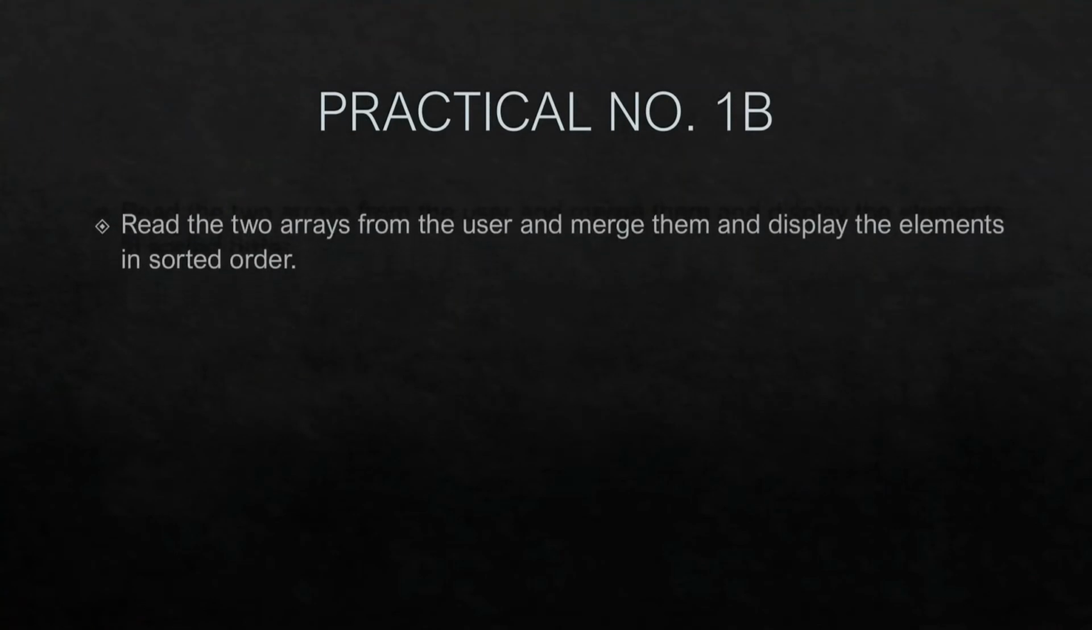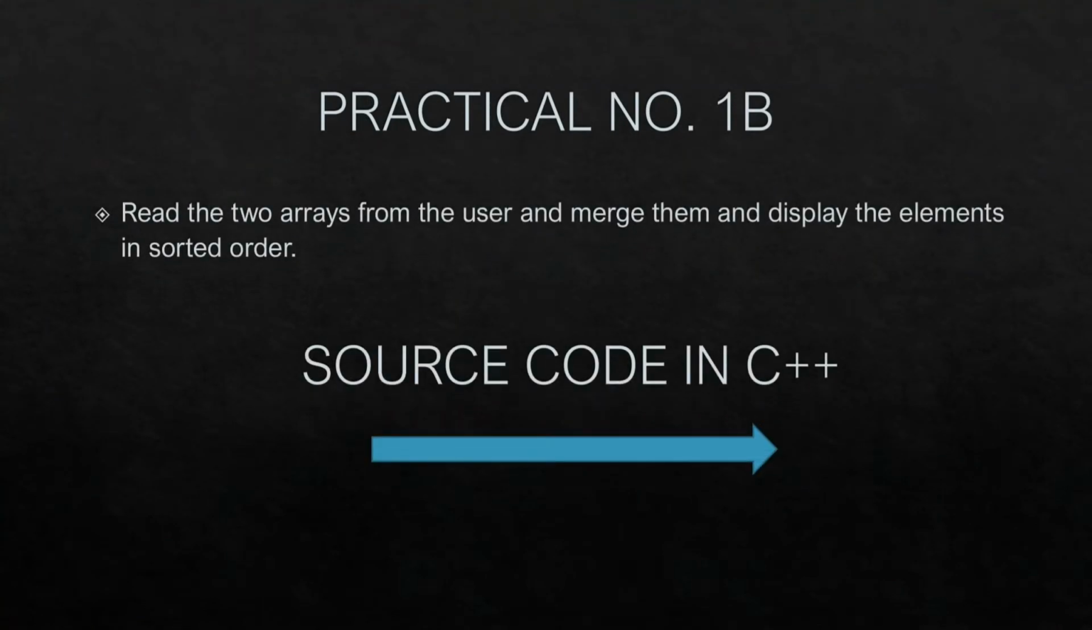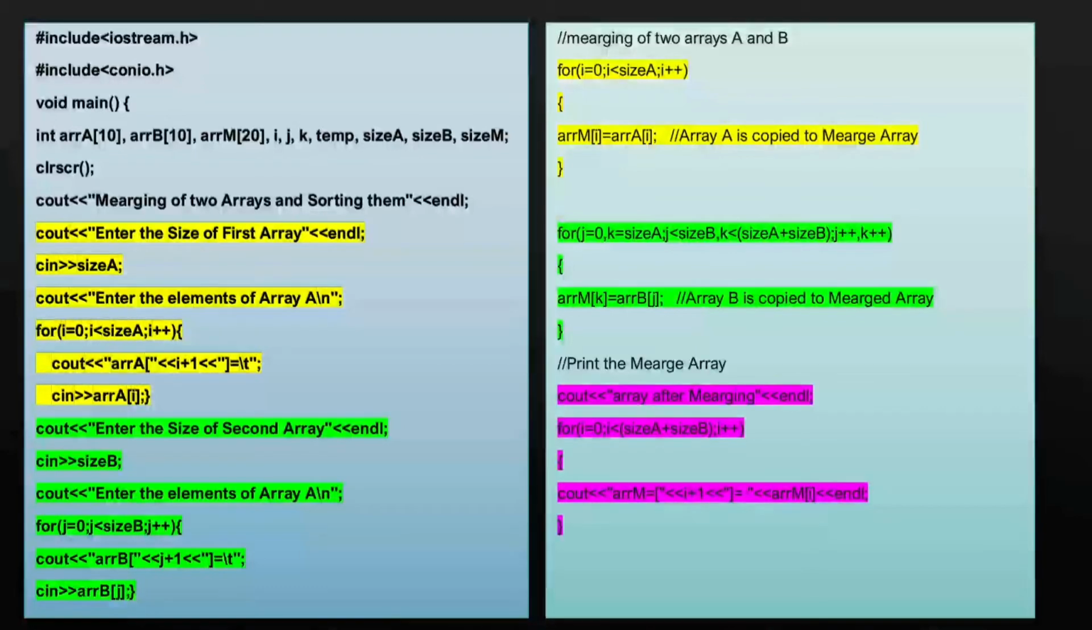Today's practical is to read two arrays from the end user, merge them, and display the elements of this array in some sorted order. So here is the source code. The program starts with adding header files, then the variables required: 3 different arrays, 3 loop variables, temp for sorting, then 3 sizes of the arrays.